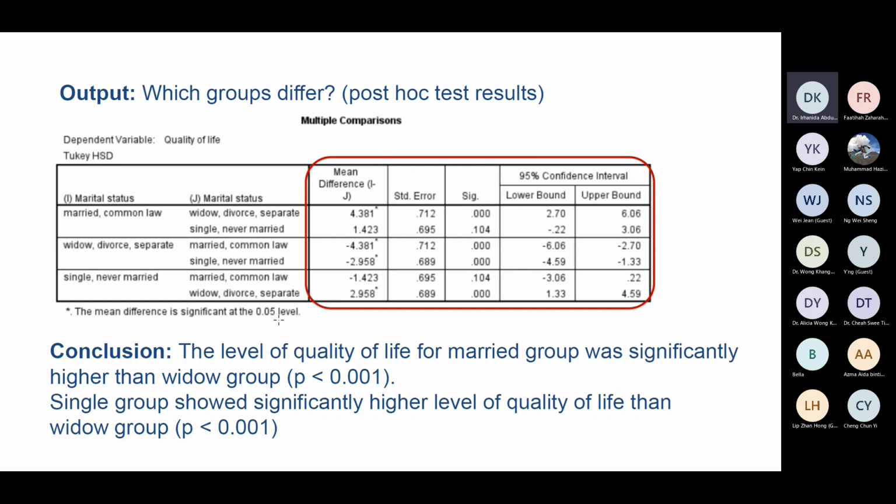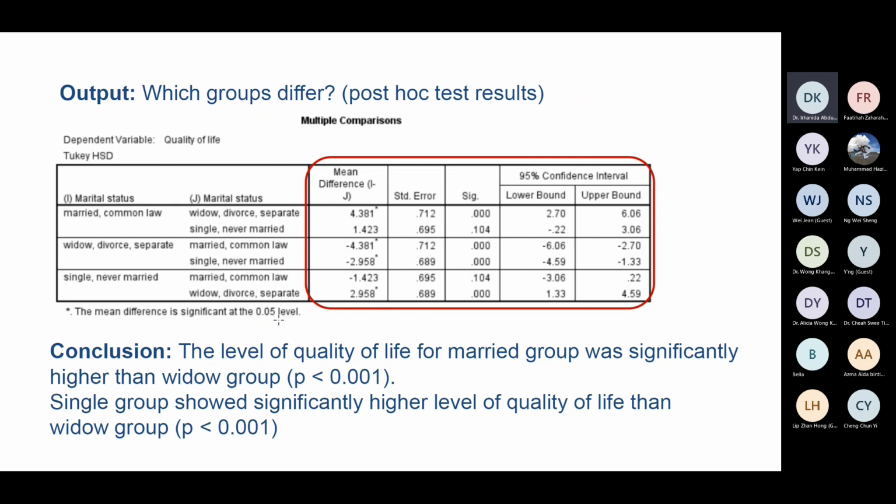So which groups differ? We can see under the multiple comparison. Over here, the level of quality of life for the married group was significantly higher than the widow group. Over here again, we are looking into the significance level. So here, married common law is higher than the widow group over here. And then the single group shows a significantly higher level of quality of life than the widow group.